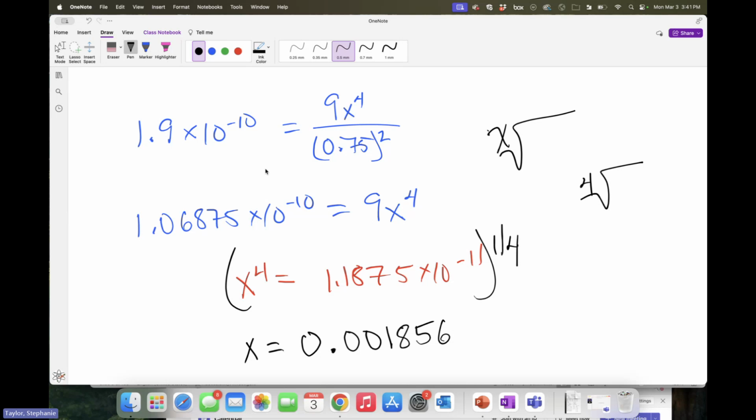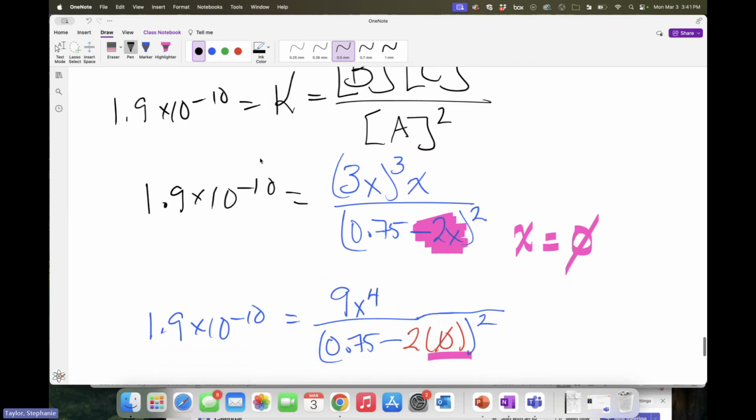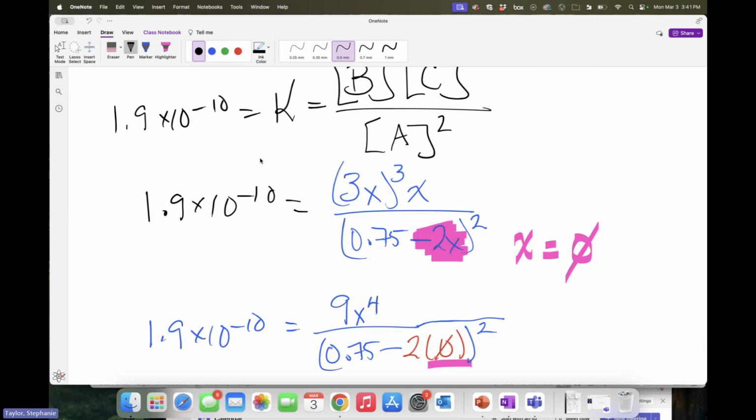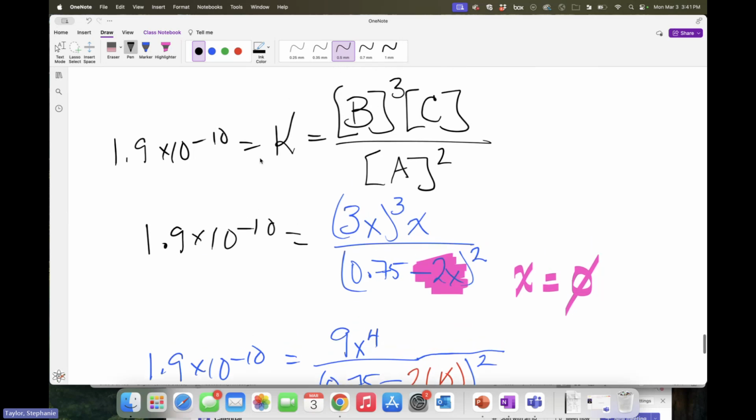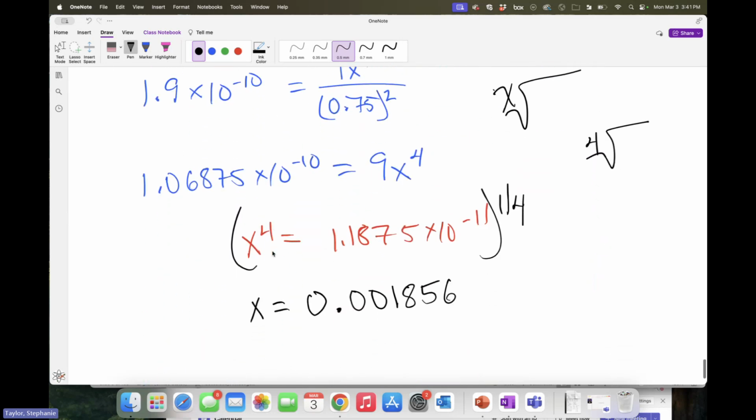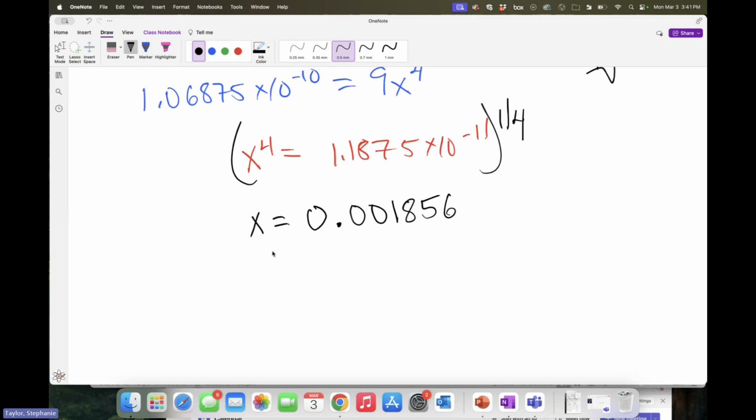Now, I'm going to say that we used the approximation method for 2 reasons. One, because with this calculator that I have, this is the only option I had. Number 2, because K was small. K was 10 to the negative 10th. That's small. Now that I have a value for x, I'm going to check the 5% rule.